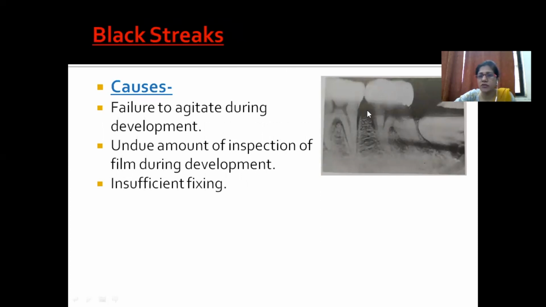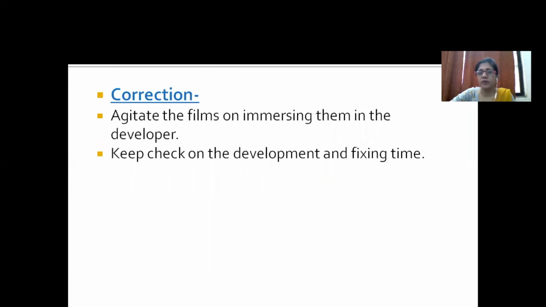Then black streaks. Can you see this black streak? It is caused by failure to agitate during developing, and undue inspection. This is very important. In the initial stages, we all make this type of mistake: undue inspection of the film during development and insufficient fixing. This may lead to black streaks. Now, how to avoid this? Agitate the film on immersion in the developer. Keep a check on the developing and fixing time. You have to monitor yourself. You don't have to keep checking and removing it every few seconds. Rather, think about how much time is given for this. The time-temperature method is very important.